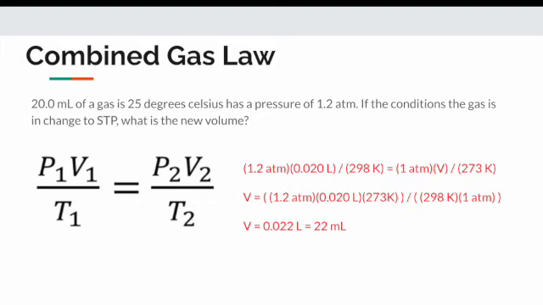Now, after the conditions change, the pressure is now 1 atm, and the second temperature is 273 Kelvin. From there, you can solve for V using just basic algebra, and you should get an answer of 22 milliliters. I know you guys typed in answers with 3 significant figures, or was it 4 significant figures?